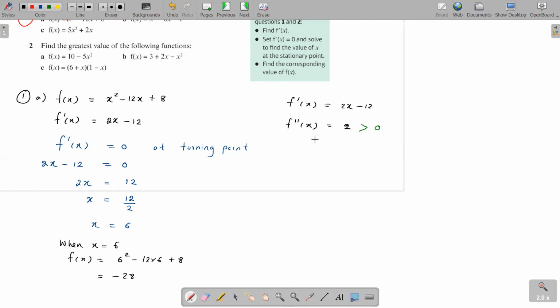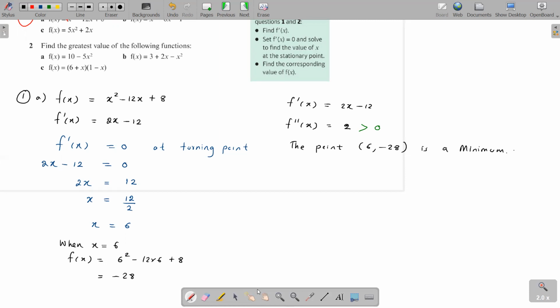Since your second derivative is greater than 0, the point 6 comma minus 28 is a minimum point. It's not a maximum, it's a local minimum point.